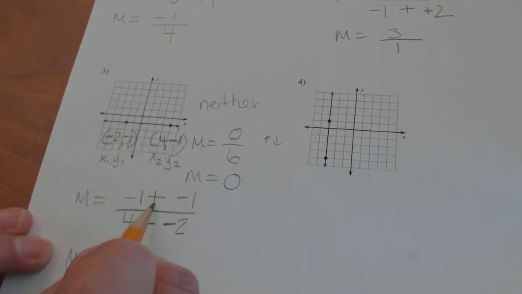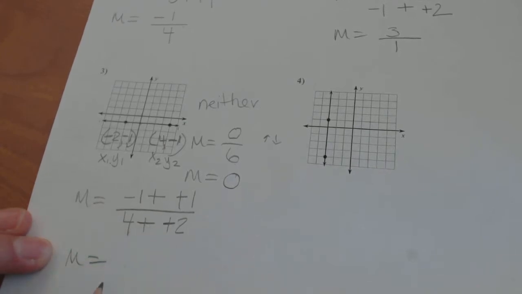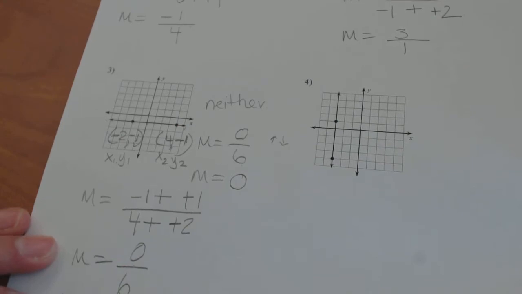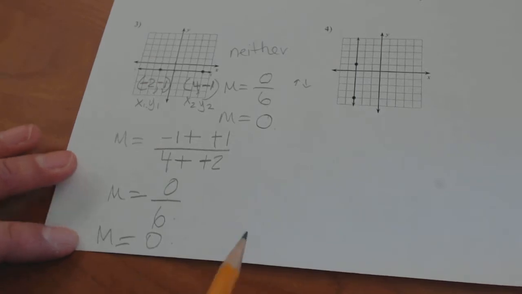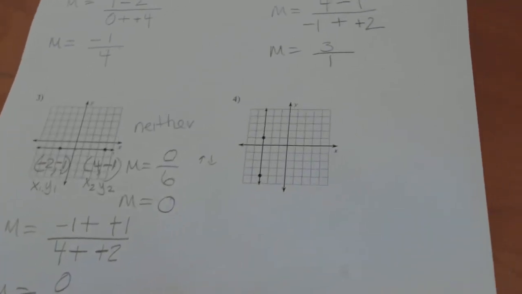So our slope here, plus, I'm going to change these as well. So this comes to be 0 over 6, which I asked you to reduce as well to 0. And it verifies this. So our slope here is 0. Okay. Let's go to number 4.